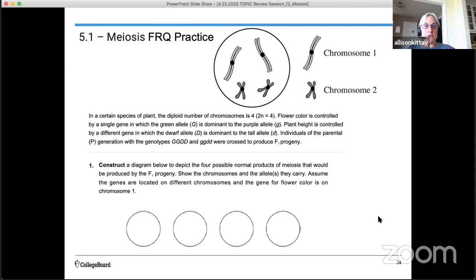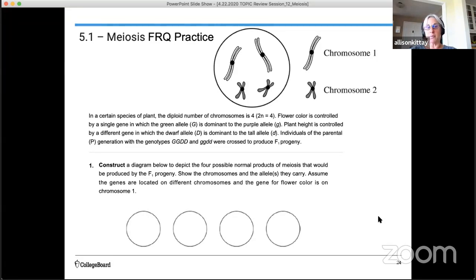So this first FRQ is a meiosis FRQ, and I'm going to go over how we get this answer in the scoring guidelines, because this is one of those common misunderstandings that students have. So we've got a cell, we've got chromosome 1 and chromosome 2, and it tells us that in a certain species of plant, the diploid number of chromosomes is 4. So we've got 2n equals 4. Flower color is controlled by a single gene in which the green allele is dominant, right? So it's got the capital G. It's dominant to the purple allele, which is going to be lowercase g.